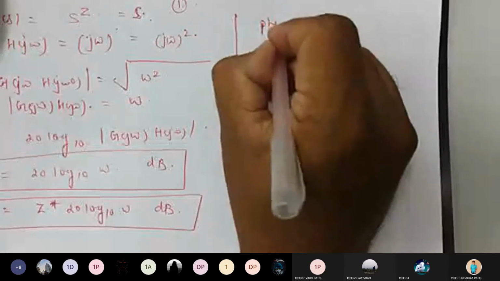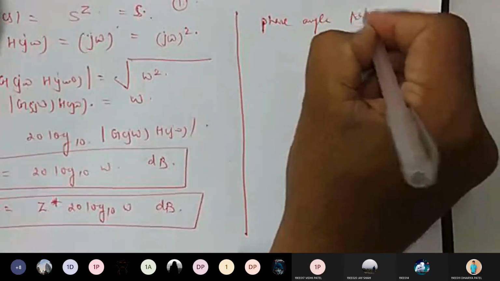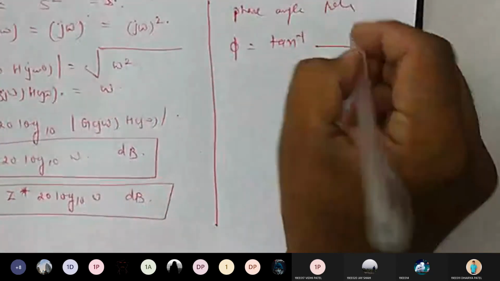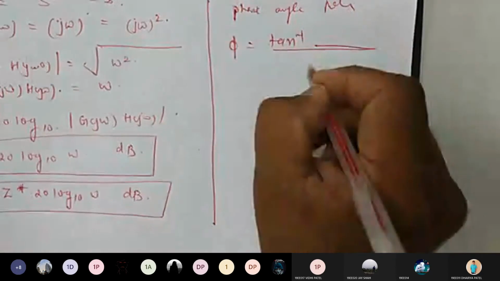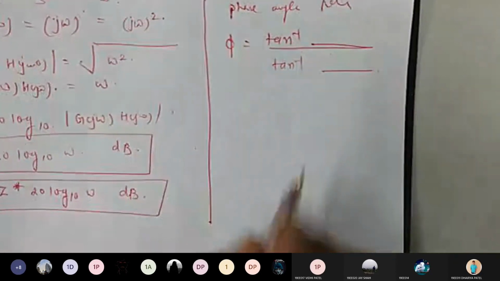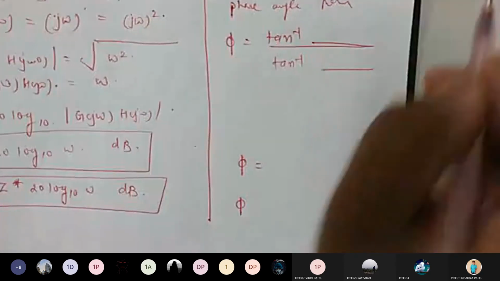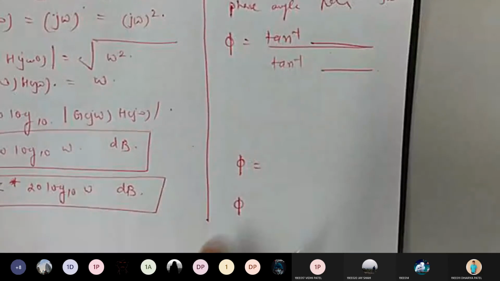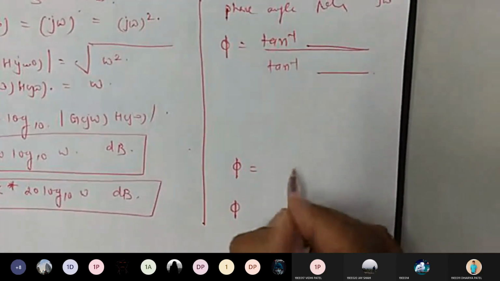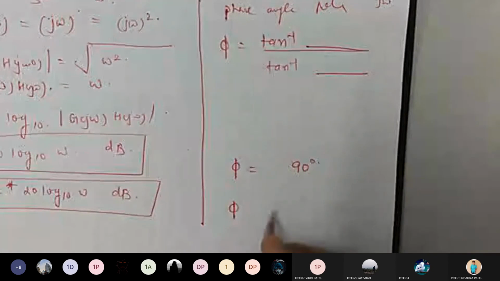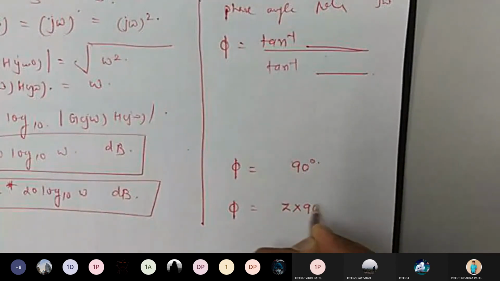Same will be for your phase angle plot. Phi is equal to tan inverse imaginary upon real, similarly imaginary upon real. So you will be getting phi for s is equal to 1 or j omega, and then you have to find out for this. So the answer will be phi, 90 degree. It will be 90 degree. Over here it will be z into 90 degree.